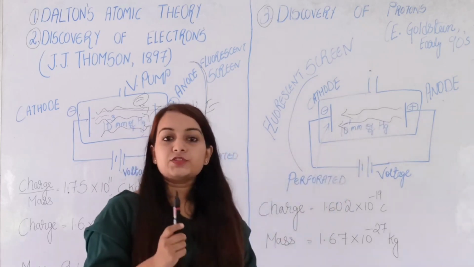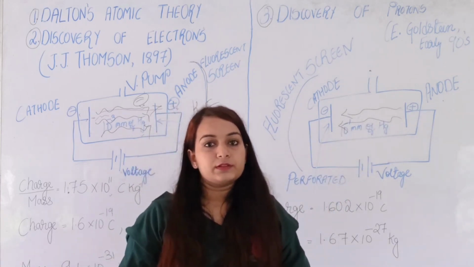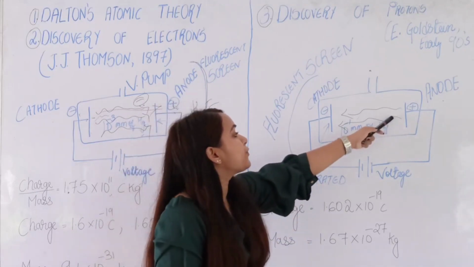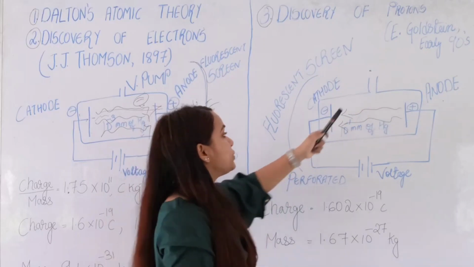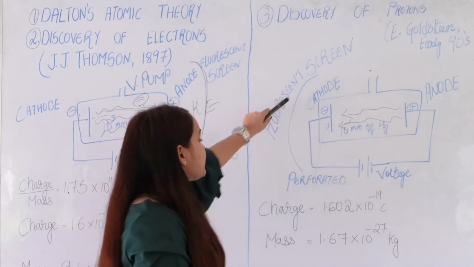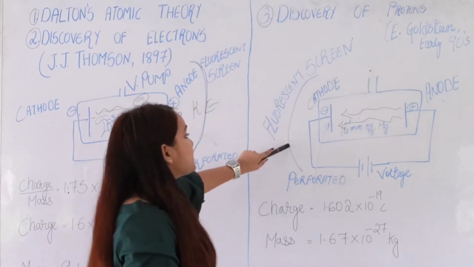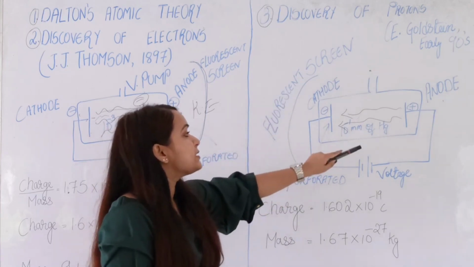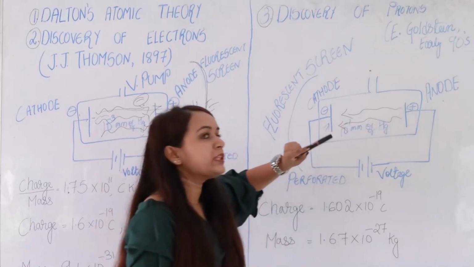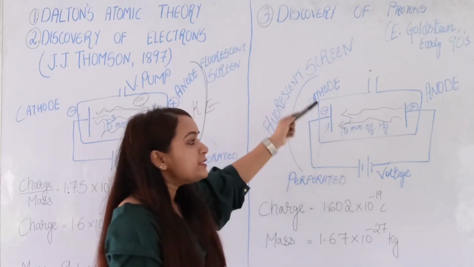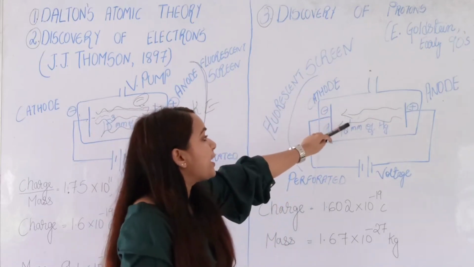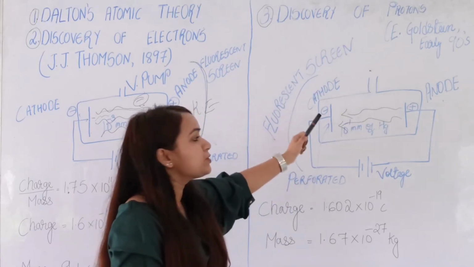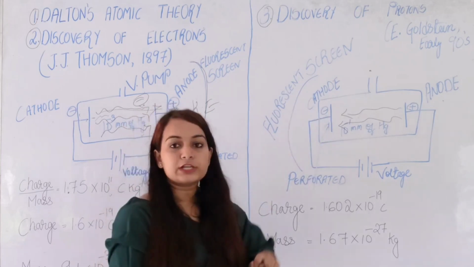In the case of J.J. Thomson, the rays were invisible. But in the case of E. Goldstein's experiment, some colorful rays were found to travel from the anode to the cathode, and they were striking the fluorescent screen, causing illumination. That means it was glowing continuously. Since the rays were traveling from the positive terminal to the negative terminal, the scientists concluded that these anode rays must have a positive charge, which is why they are getting attracted towards the negative terminal.